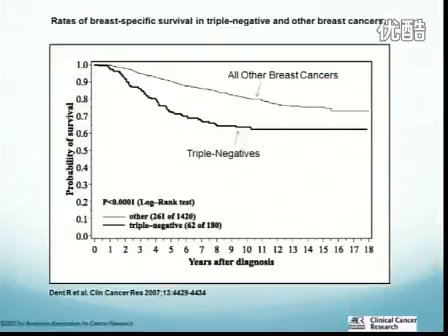Well, how does this translate when it comes to survival outcomes? This is what's called a Kaplan-Meier curve. This is the probability of survival, and this is the years after diagnosis of breast cancer. Here are all other breast cancers, and here are your triple negatives. We can see that triple negatives have a much poorer prognosis compared to other breast cancers, and a lot of this has to do with the fact that there are no targeted therapies for this subset of patients.